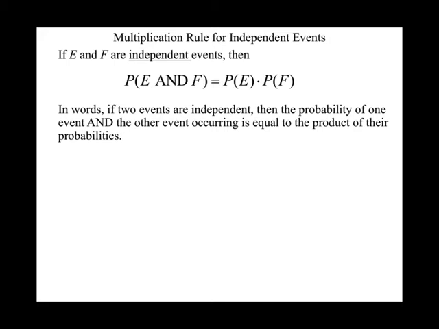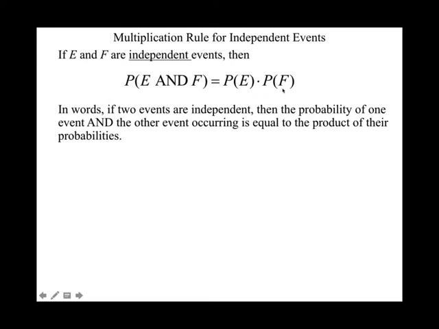Okay, multiplication rule for independent events. If E and F are independent events, then the probability of E and then F will be equal to the probability of E times the probability of F. If you know these two events are independent and they're looking for "and," which means "and then," you want to pick E first and then you want to pick F. You just need to multiply the two probabilities.